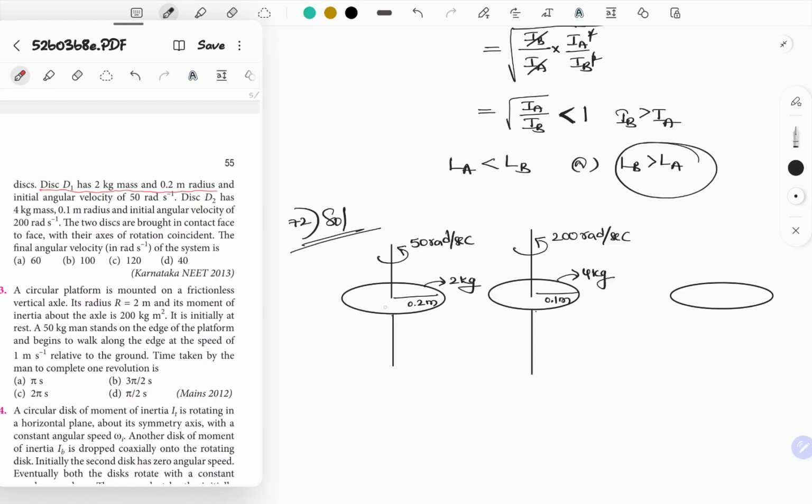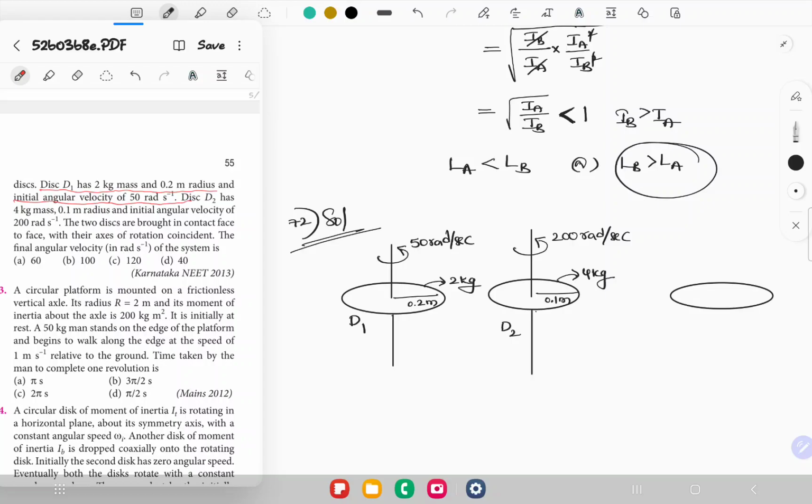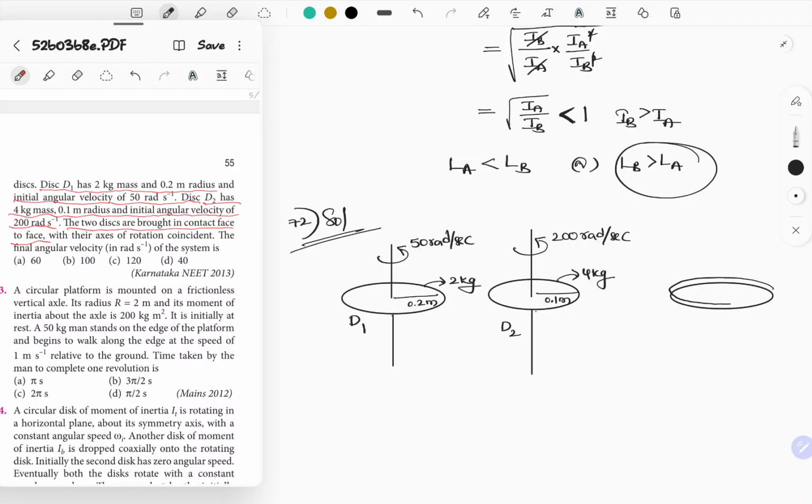Look at the data they have given. So this is disk D1 and this is disk D2. They gave initial angular velocity of disk D1 as 50 radian per second. Disk D2 has 4 kg mass, 0.1 meter radius and angular velocity of 200 radian per second. The two disks are brought in contact face to face. Earlier I already represented this, so these two disks are placed like this so that their faces are in contact face to face.